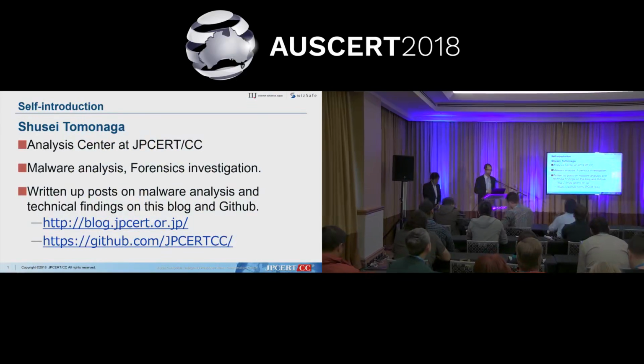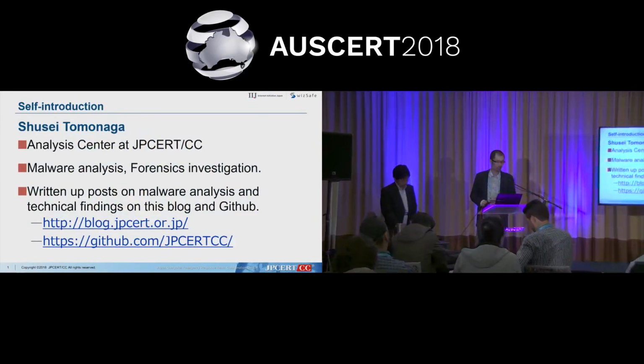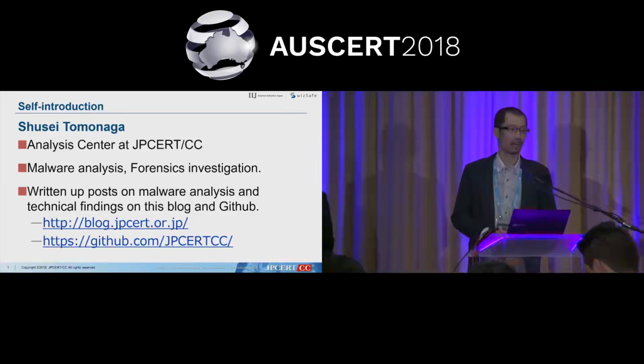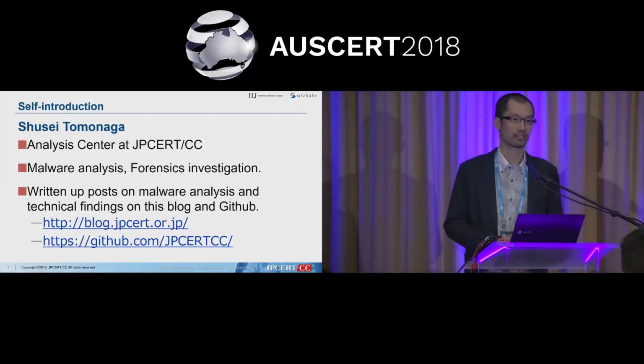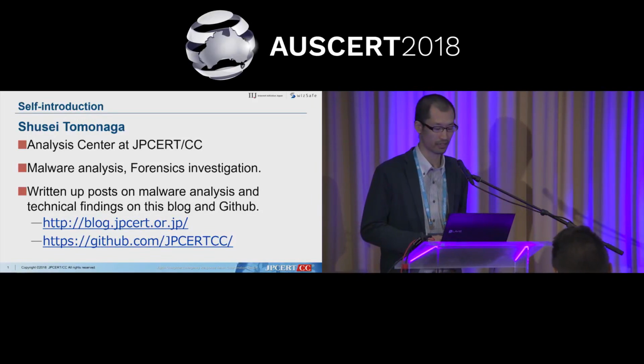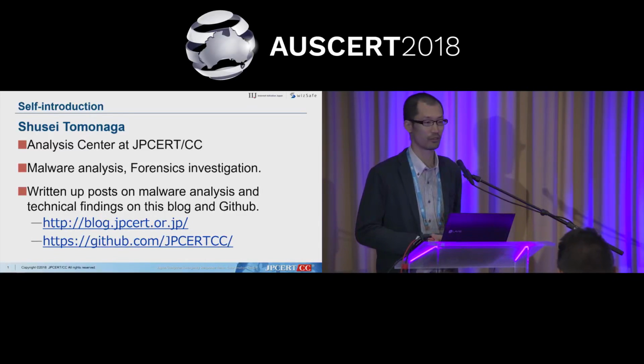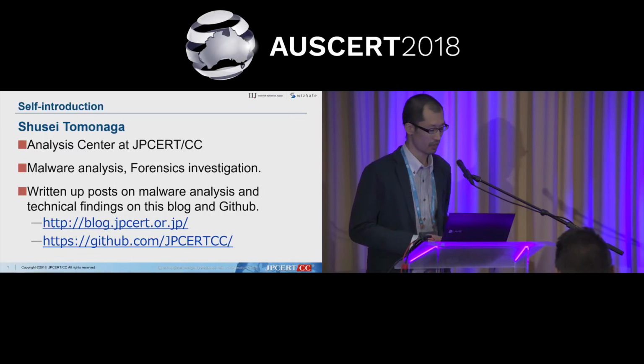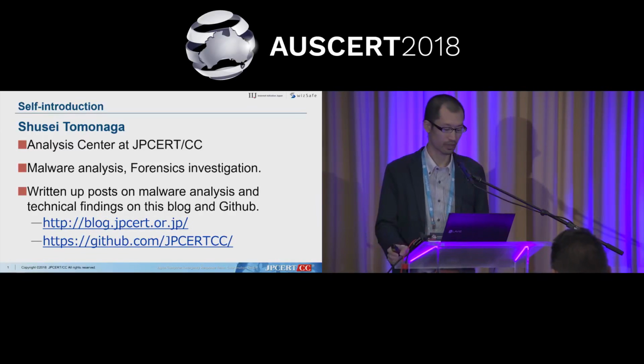First of all, let me introduce ourselves. My name is Shusei Tomonaga. I have been working at JPCERT/CC Analysis Center for 5 years. My primary responsibility is to analyze malware and DFIR. We have been publishing analysis observations on our blog. We have also developed some tools which are useful for malware analysis. These are available on GitHub.